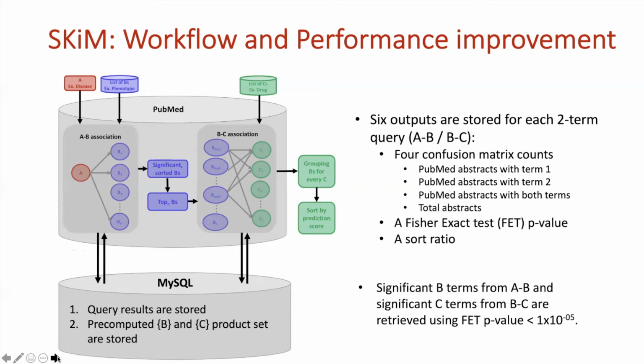We filtered the significant B's for A and C's for every B based on the Fisher exact test. So we get a FETP value. We store this value also in the database. And finally, we have a sort ratio. We filter the significant B's for A and C's for B using the FETP value less than 1 times 10 to the power of negative 5. This is the default value. However, in the SCIM web interface, we allow the user to change the value.